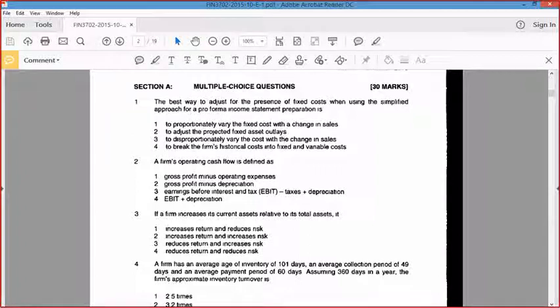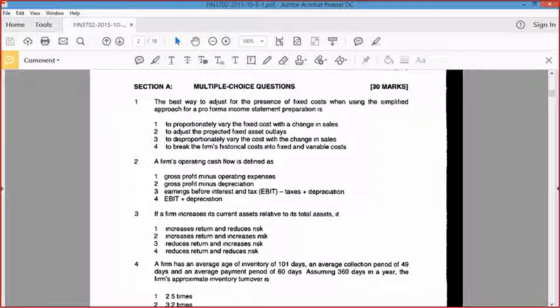Because, do you agree, pro forma statements are based on the existing information that we've got. Yeah. Okay, so even when we looked at those section B questions, they gave you last year's statements and then asked you to do the pro forma for this year. So are we going to break the firm's historical cost into fixed and variable? Definitely, because we're looking at the presence of fixed costs in a particular business.